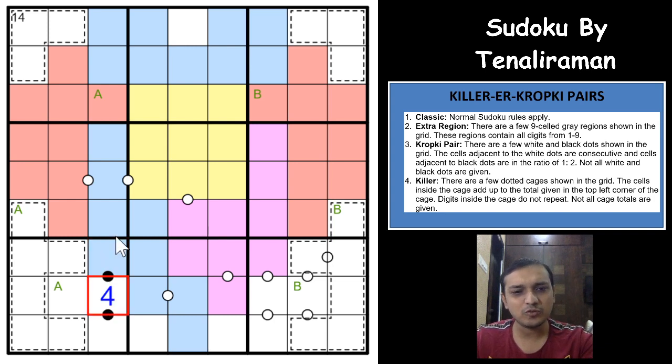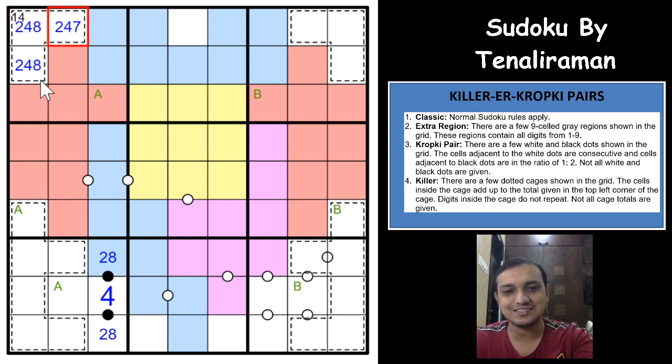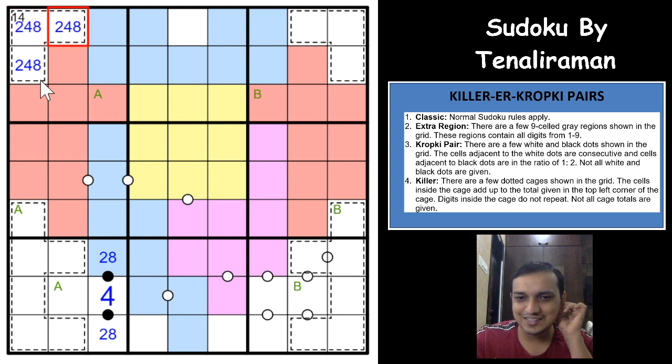And the middle number would have to be 4. The upper and lower digits would have to be 2 and 8 in any order. So these 3 digits are 2, 4 and 8 in any order. Excellent start of the puzzle, guys. What an excellent start this is.